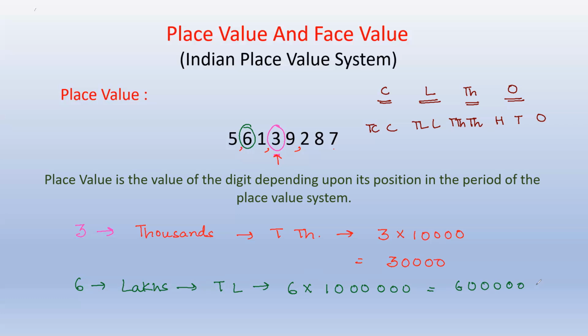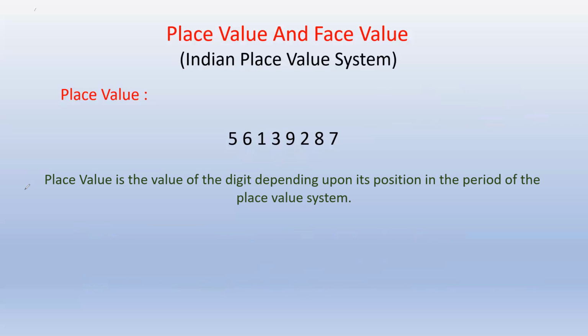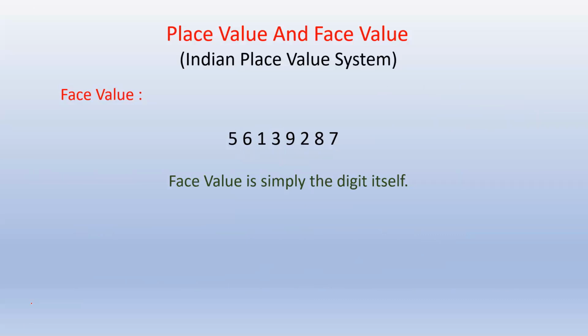Very simple. Now, if we want to know the difference between place value and face value, let us move forward to know that. Face value is simply the digit itself. First of all, let us convert into standard form according to the Indian place value system. If I want to know the face value of the digit 5, it will be 5 only. If I take the number 2, the face value will be 2.